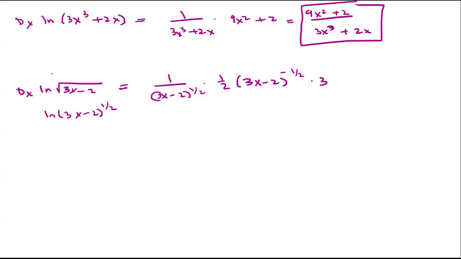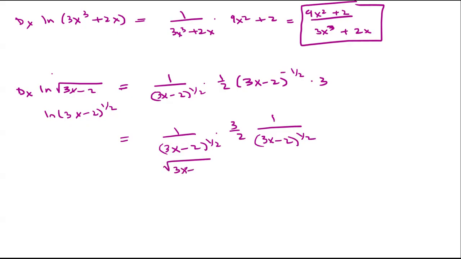So we get 1 over 3x minus 2 raised to the 1/2 times, I can combine the 1/2 and the 3, so that'll be 3 over 2. And then I can rewrite this here as 1 over, I'm just going to bring this 3x minus 2 down to the denominator. So that makes the negative 1/2 a positive 1/2. So that's going to be 3x minus 2 raised to the 1/2 power. Or I can rewrite it as 3x minus 2 and then 3x minus 2.